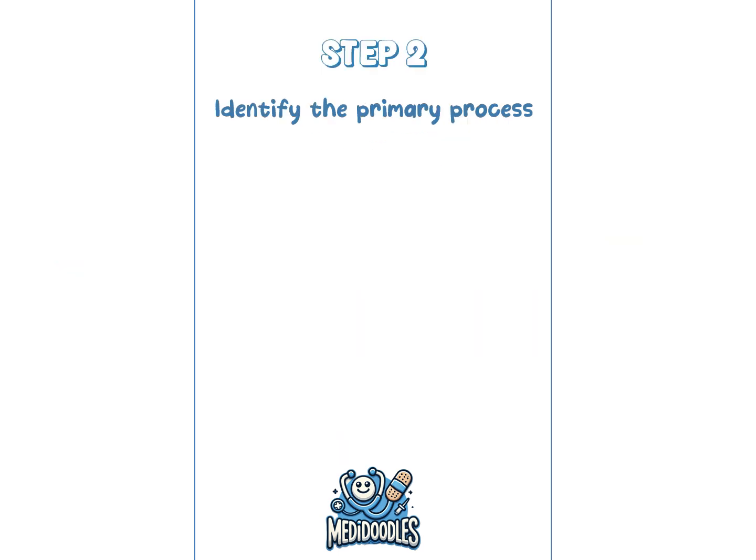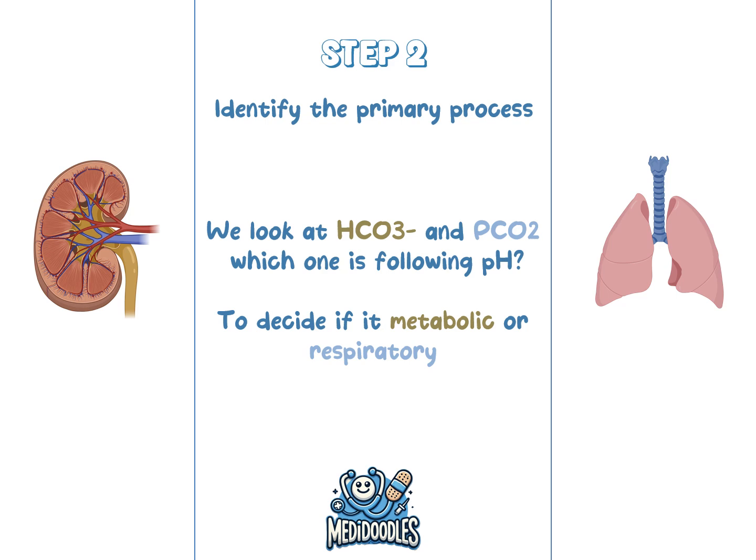Okay, moving on, let's put it all together. So what we look at is we look at the bicarbonate and the carbon dioxide, and we see which one is following the pH. Essentially what that means, if we have an acidic pH, so let's say 7.32, we need to look at bicarbonate and we need to look at carbon dioxide. I want to see which one is following the pH, or in other words, which one is acidic.